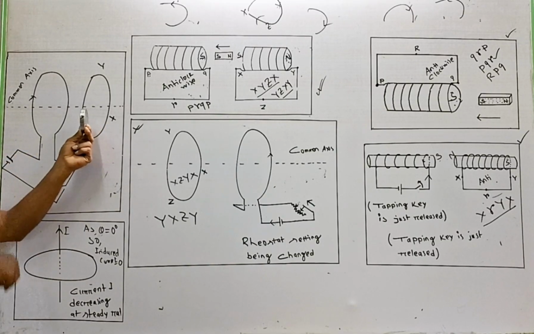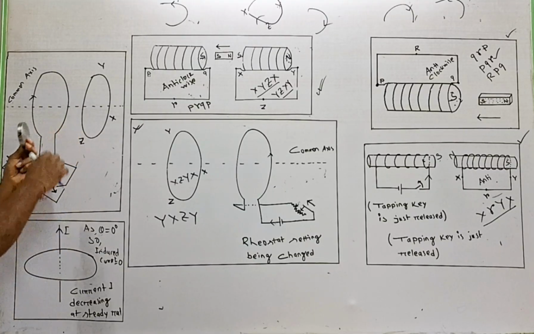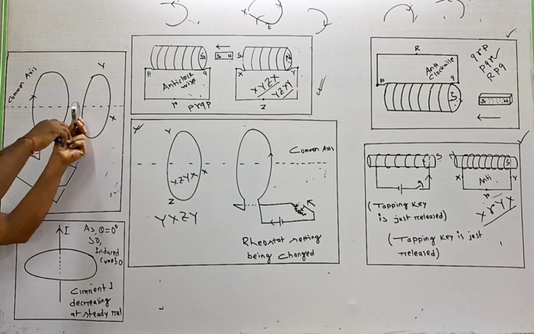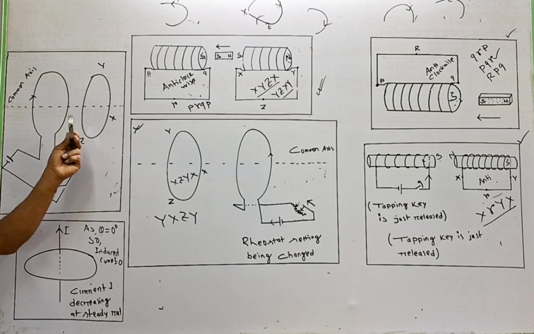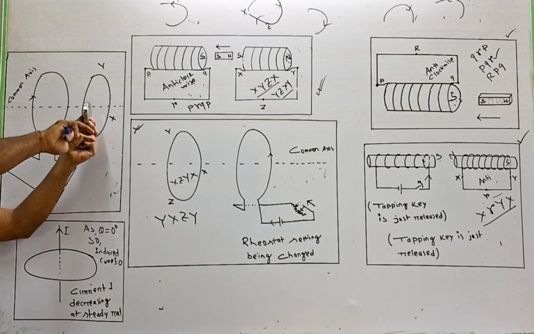Current is increasing. Therefore, as current is increasing, flux increases. And for this coil, this side is your north pole. This coil will try to decrease the flux. That's why it will repel the coil. So this face must be your North Pole.